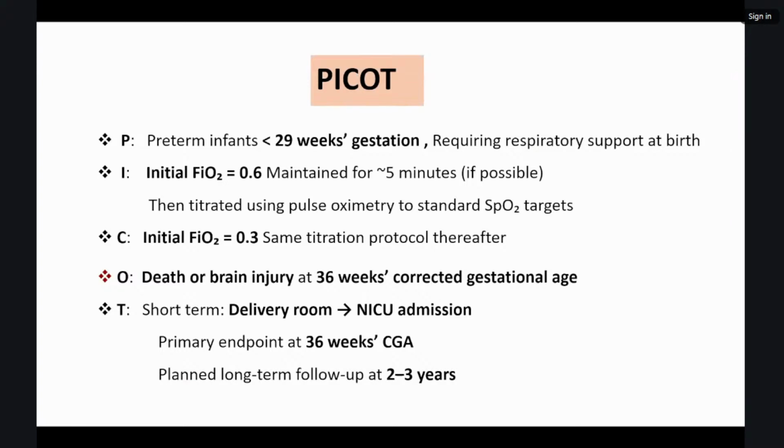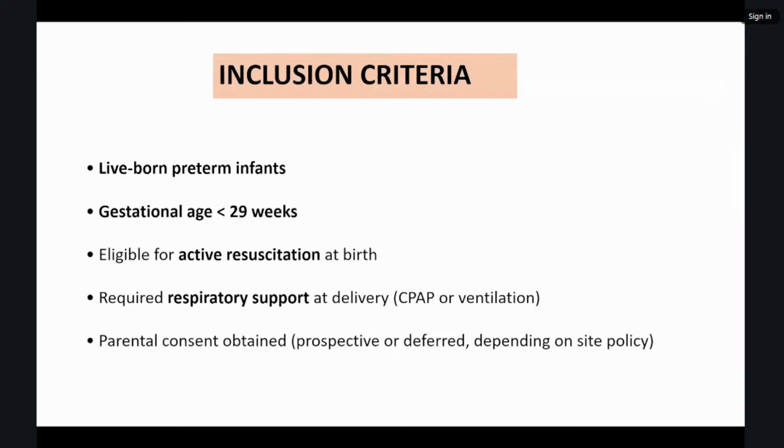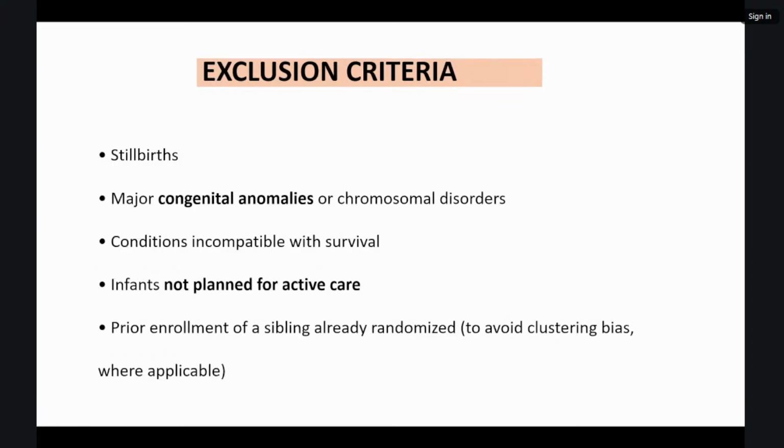So inclusion criteria: live-born preterm infants, gestational age of less than 29 weeks, who are eligible for active resuscitation at birth, who require respiratory support at birth, either CPAP or ventilation, and who are given parental consent. Exclusion criteria: stillbirths, major congenital anomalies or chromosomal disorders, conditions which are incompatible with survival, infants who are not planned for active care, and prior enrollment of a sibling already randomized.